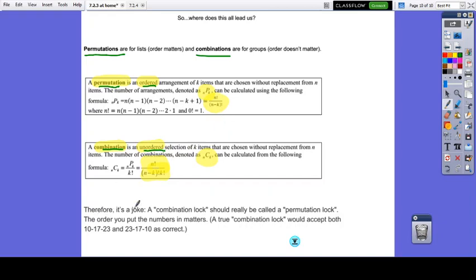So how do we do that? Well, there is a joke. A combination lock. So on your lockers, you have what is called a combination lock, okay? It should actually be called a permutation lock because it does matter the order you put your numbers in. Okay, a true combination lock would accept 10, 17, 23, 23, 17, 10, any combination of those that you wanted to. That's a combination lock. So technically the lock on your locker is wrong and it should be called a permutation lock. The order matters. If that helps, great. If it doesn't, just memorize one of these. Permutation order matters, combination order doesn't matter.